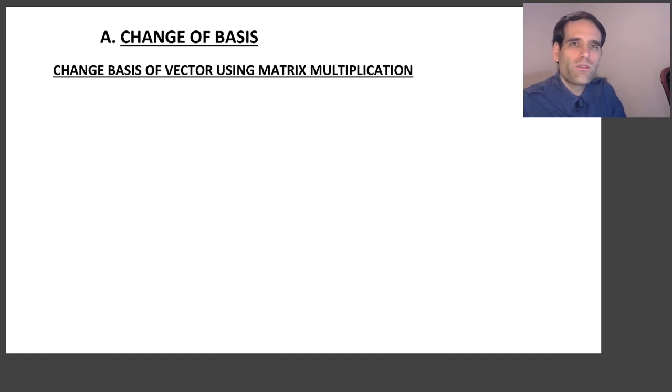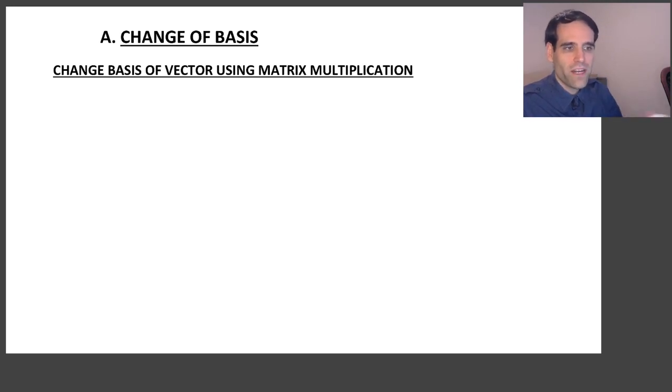So in this video we're going to talk about change of basis of a vector using matrix multiplication. This is, by the way, section A in the notes. In the notes, this is at the beginning of the chapter. I just decided that for the videos and the whiteboard, it would make more sense to start with eigenvectors and eigenvalues and later talk about change of basis.